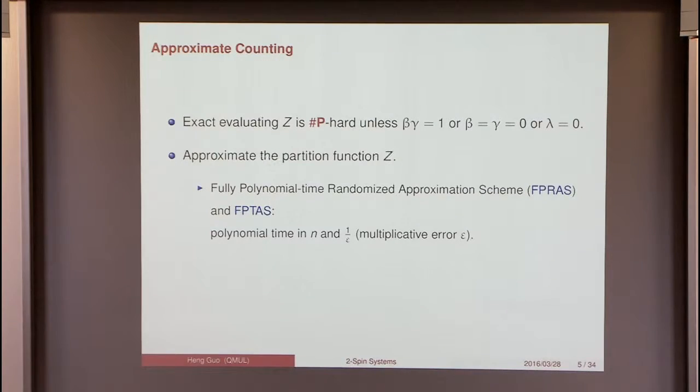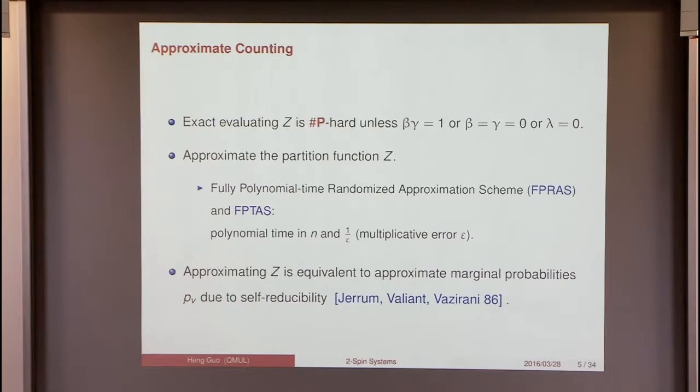So for approximate counting, we will be talking about FPRAS and FPTAS, which you should have seen in the previous two talks. FPTAS is just the deterministic version of FPRAS, and we require the running time to be polynomial in n and 1 over epsilon. By some classical results by Jerrum, Valiant and Vazirani, approximating the partition function is equivalent to approximating the marginal probabilities in this graph, due to self-reducibility. So later on, when I talk about algorithms, I will just talk about how to approximate the marginal probabilities.